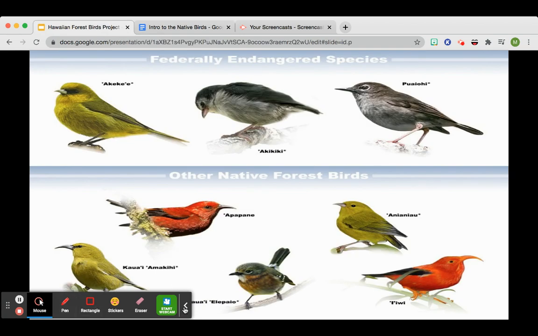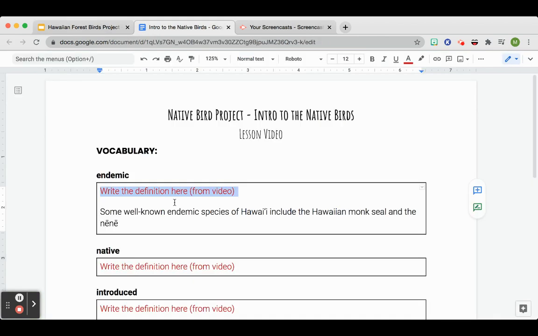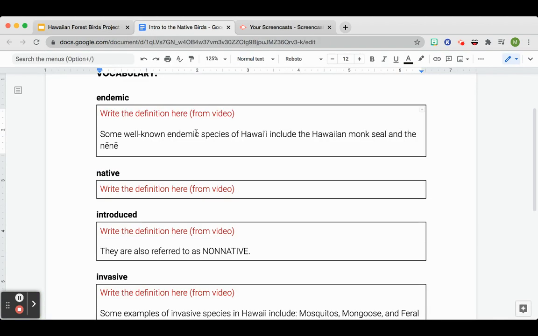So getting into our first definition, we have what's called an endemic species, which means this species exists nowhere else on Earth. So you guys can pause this here and just write down this bold section. Some endemic species in Hawaii are the monk seal and the nene. This is a bird endemic to this island. So you guys want to write the definition right here, and then I put this here for you.